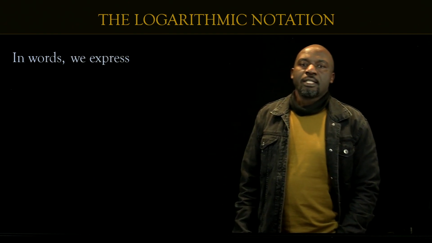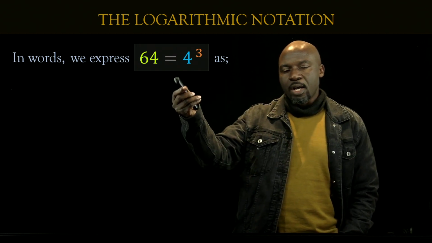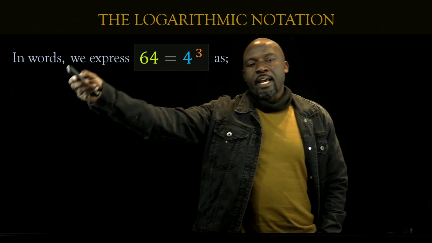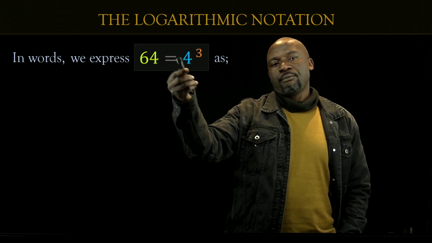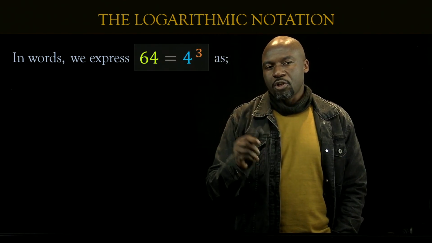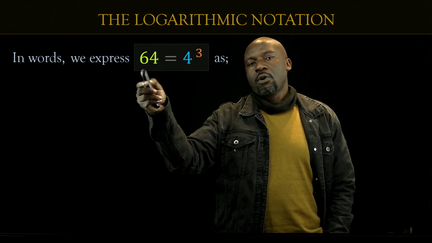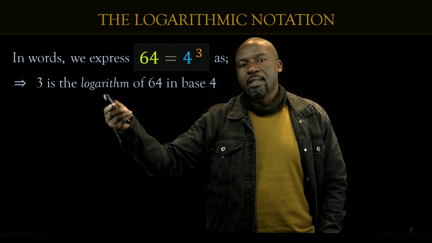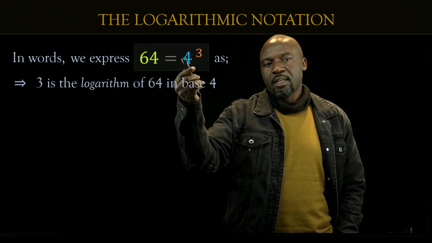So if we are using words, we express 64 is 4 to the power 3 as, in exponents, we would say 3 is the exponent of 4 for the number 64. But in logarithmic notation we would say 3 is the logarithm of 64 when the base is 4. So we would write, 3 is the logarithm of 64 in base 4. In other words, when the base is 4.